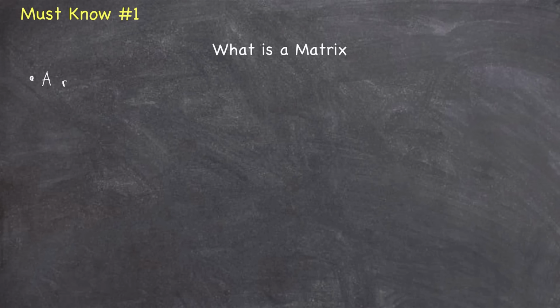A matrix is a rectangular array of numbers arranged into rows and columns. So here's a sample of what a matrix would look like. And the size or order of a matrix is said to be m by n, where m is just the number of rows the matrix has, and n is the number of columns.